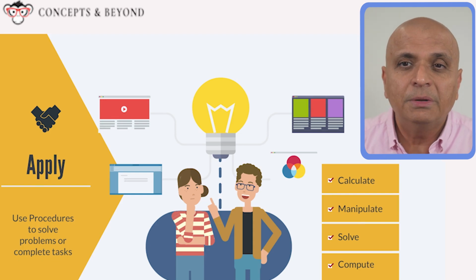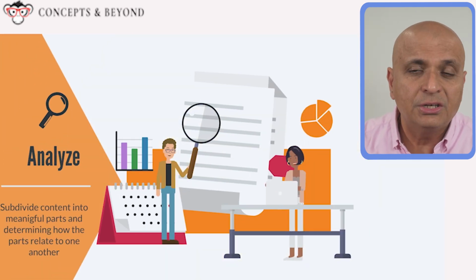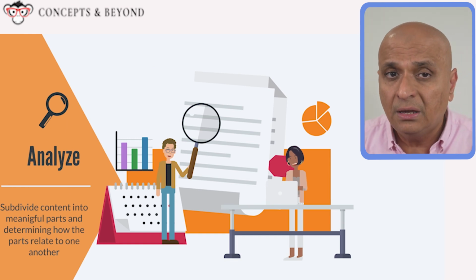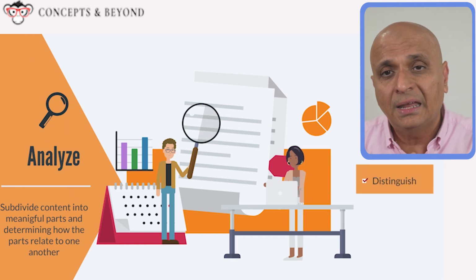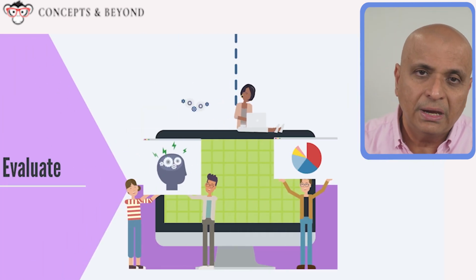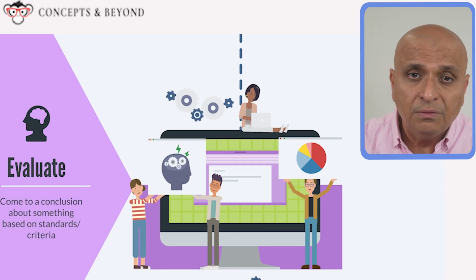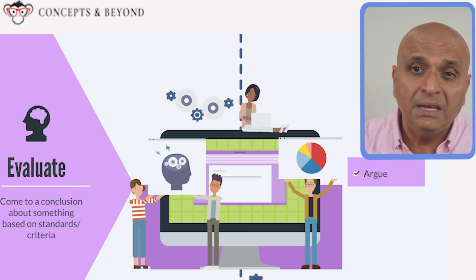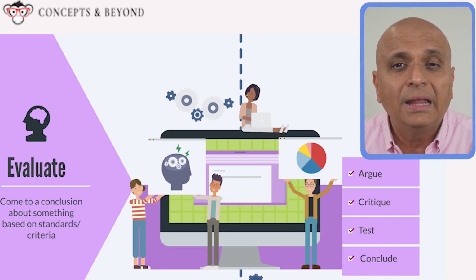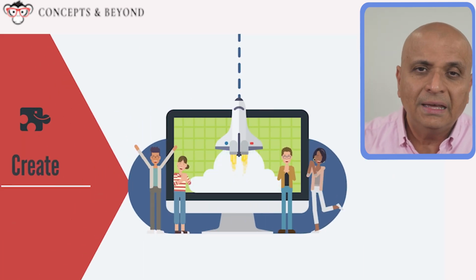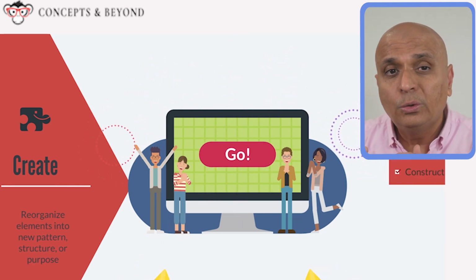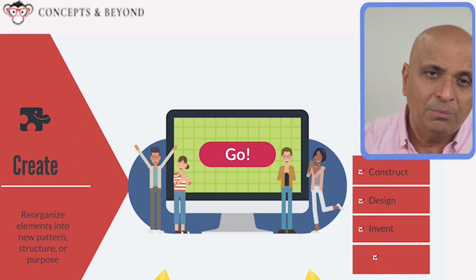Analyzing involves breaking material down and making sense of the relationship of those parts. Verbs associated with this level include distinguish, differentiate, analyze, and integrate. Evaluating has the learners making judgments based on criteria. Action verbs associated with this level include argue, critique, test, and conclude. And finally, creating involves putting elements together or reorganizing elements to form a structure. Action verbs associated with this level include construct, design, invent, and produce.